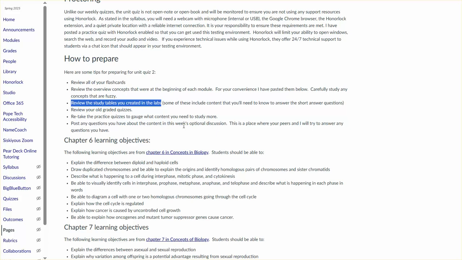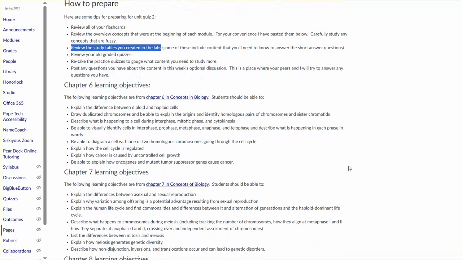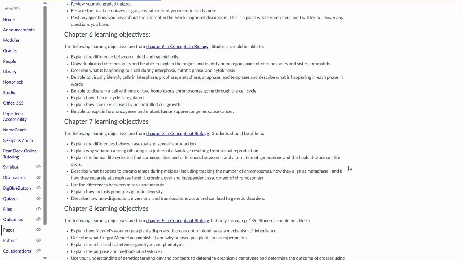All of the short answer questions in the Unit 2 quiz relate directly to information that should be in those study tables or diagrams. I also recommend you review your old graded quizzes, retake the old practice quizzes. I think those are set so you can take them up to 4 times. And then let me know if you have any questions about any of this content.